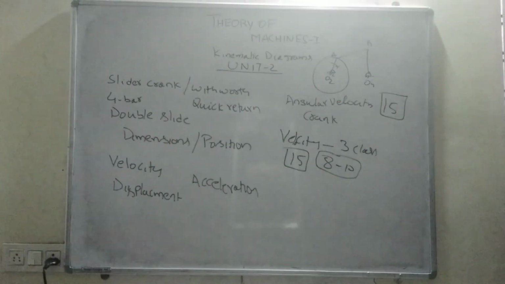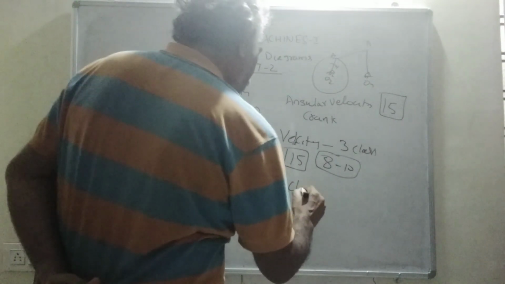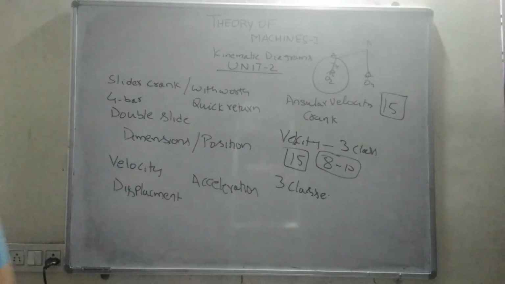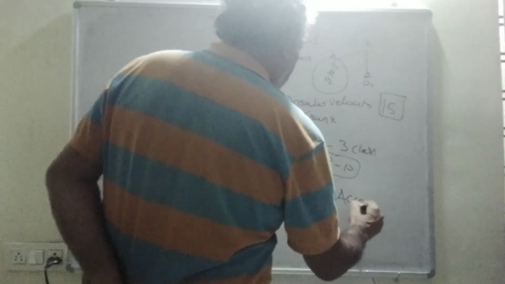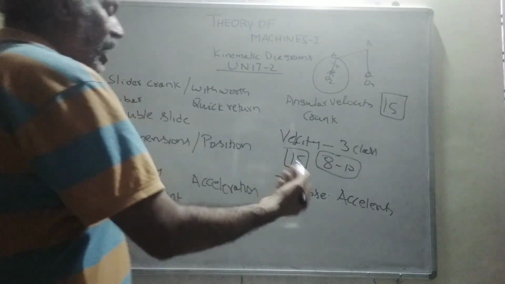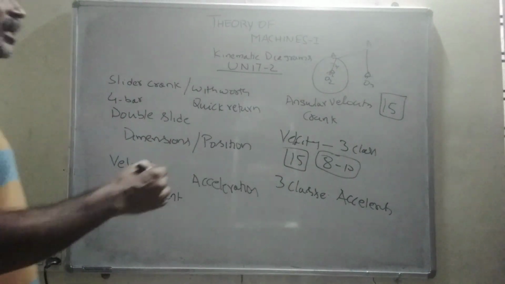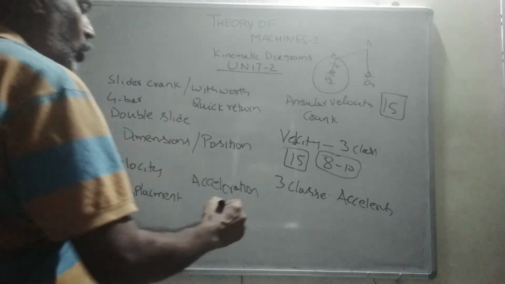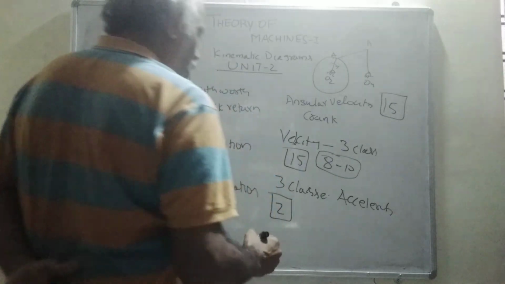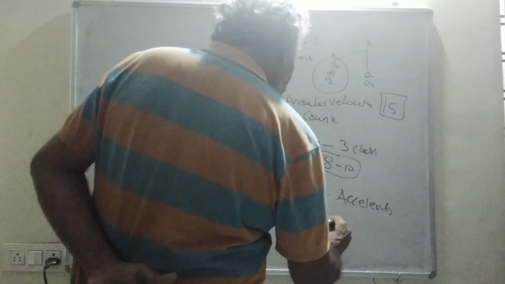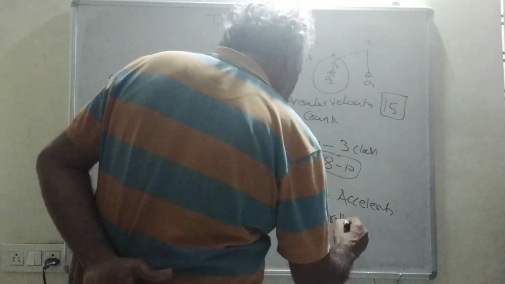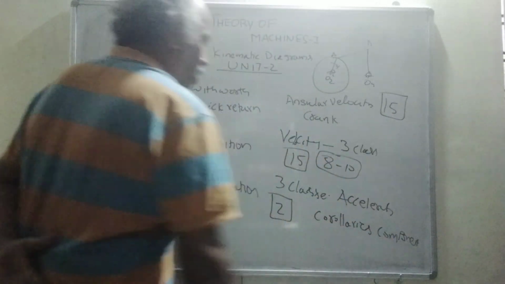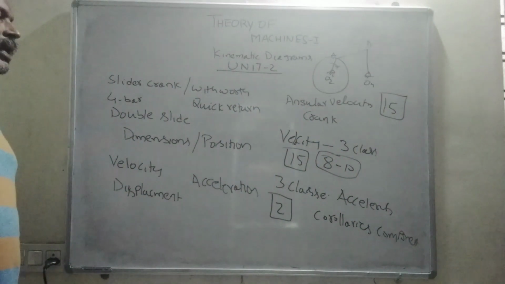And then you can take 3 more classes for acceleration diagrams. That means for drawing acceleration, you have to compulsorily complete the velocity diagram, and only then can you draw the acceleration diagrams. And 2 classes you can discuss problems on Coriolis component.